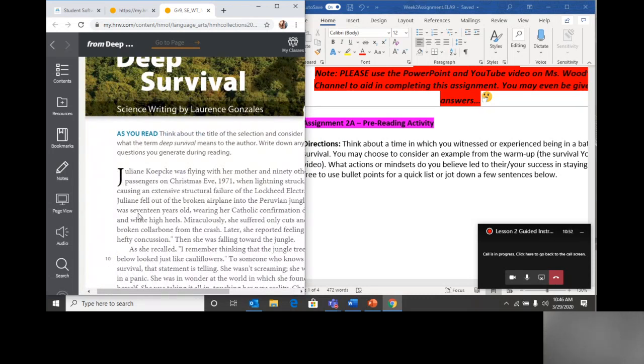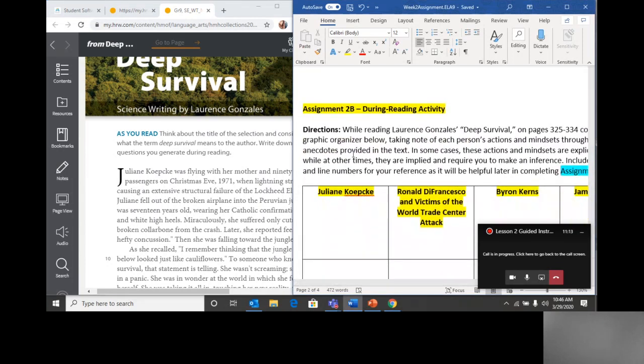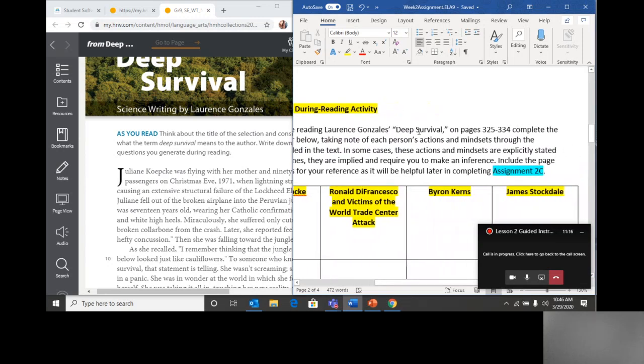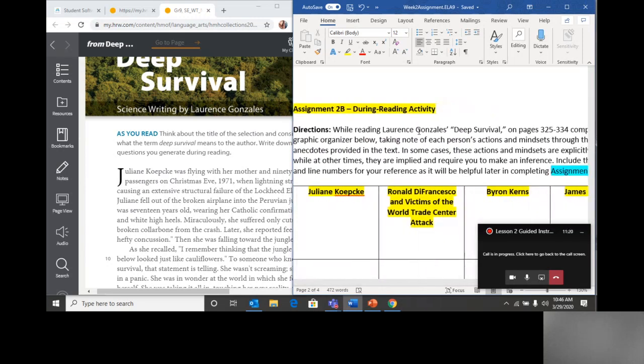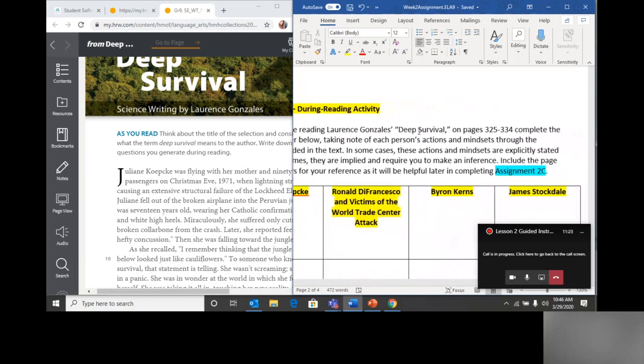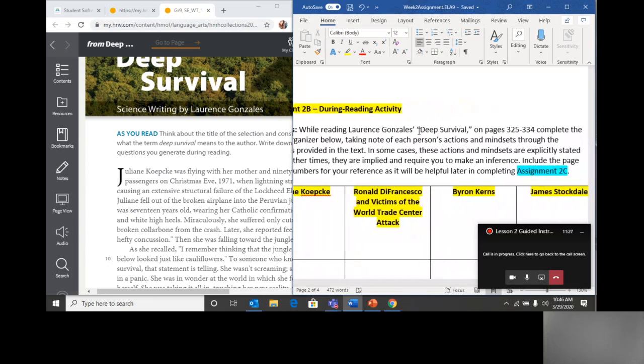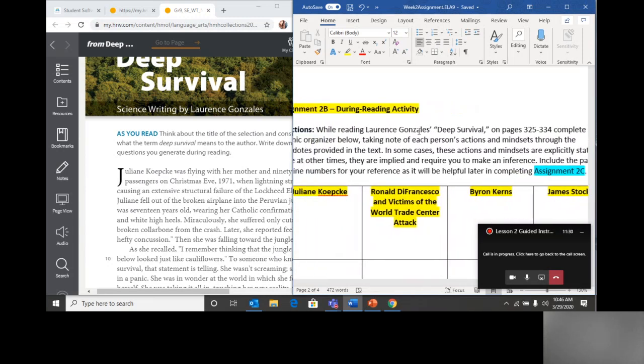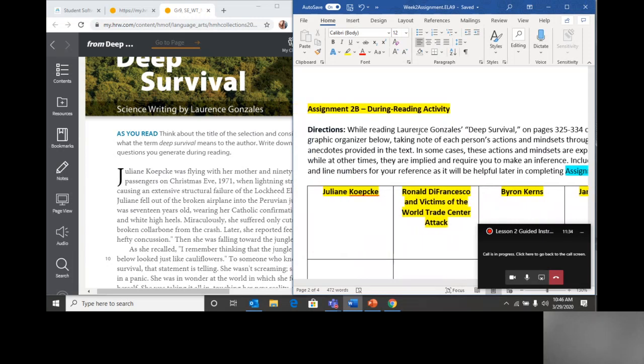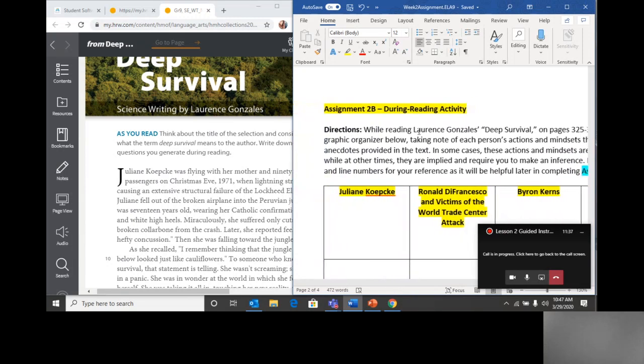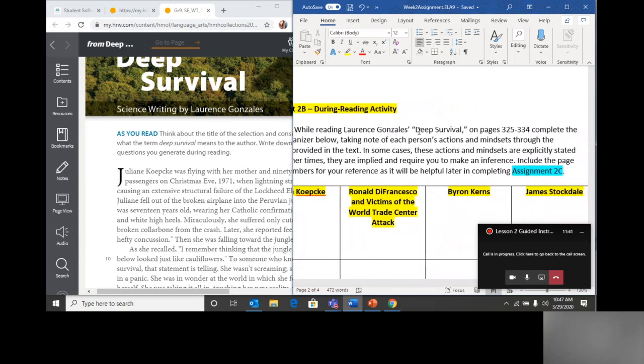So now let's locate the graphic organizer that we'll use to help us interact with our essential question. This graphic organizer is actually assignment 2B. Once again, I'm going to make each screen smaller so that I can have them side by side, as you see here. Follow along as I read the directions for the activity. While reading Lawrence Gonzalez's Deep Survival on pages 325 to 334, complete the graphic organizer below, taking note of each person's actions and mindsets through the anecdotes provided in the text. In some cases, these actions and mindsets are explicitly stated, while at other times they are implied and require you to make an inference. Include the page and line numbers for your reference, as it will be helpful later in completing assignment 2C.